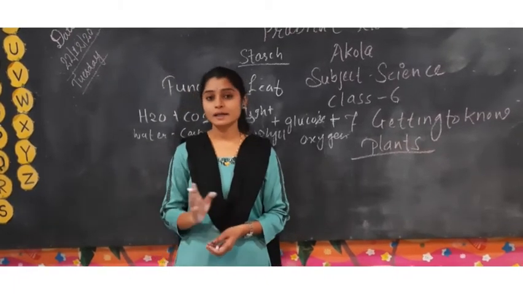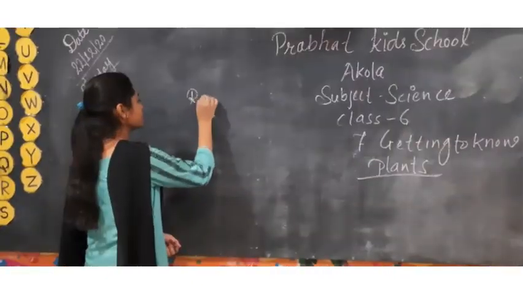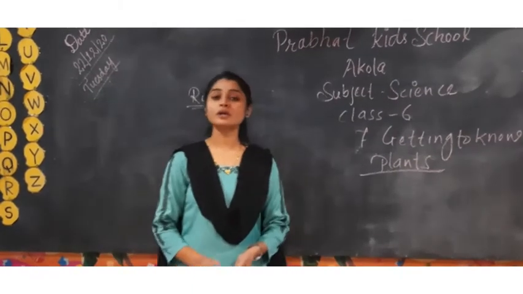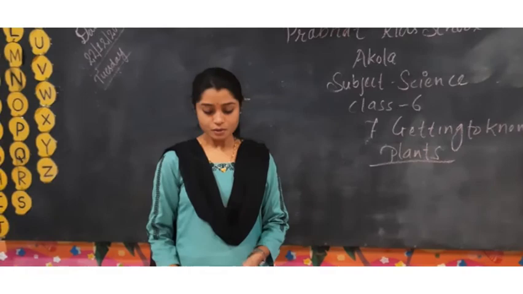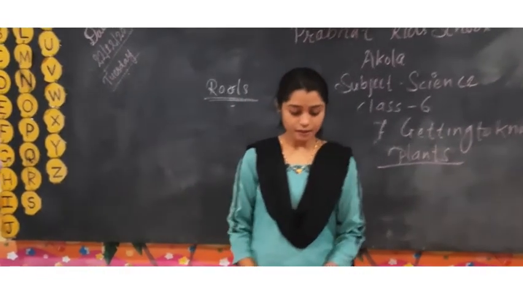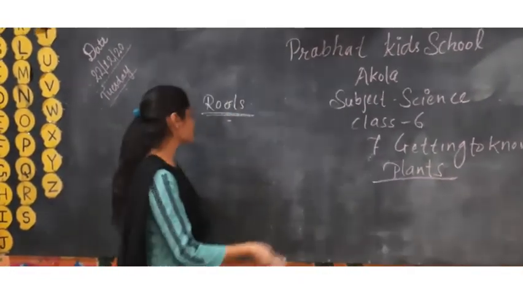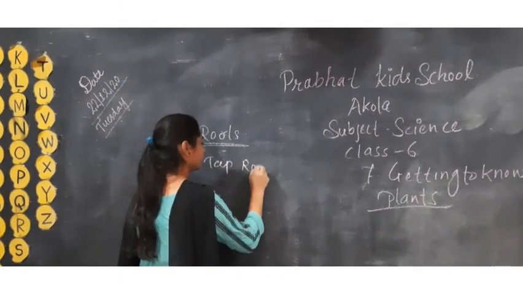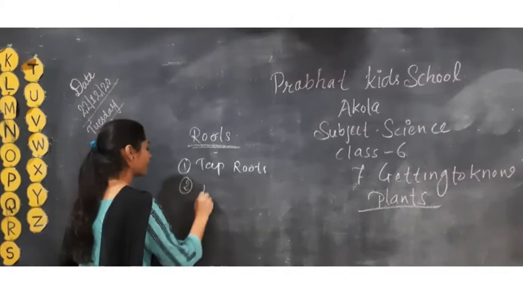So these are all the functions of leaf. Now root is another important part of the plant. These roots are mainly of two types. First is tap root and another one is fibrous root.